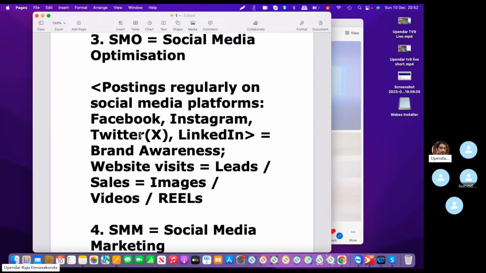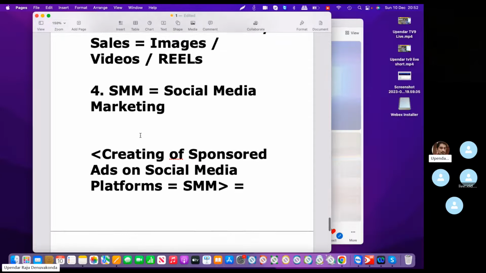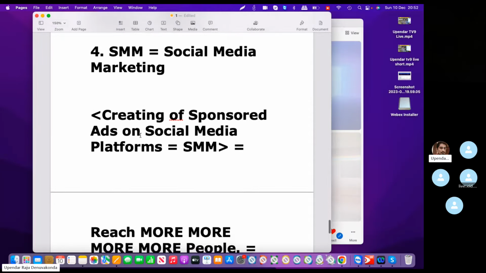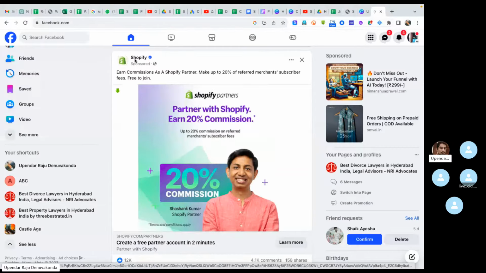Yeah. So previously we were talking about social media optimization. So this is just simply posting images. This is just simply posting your videos and reels, and we are not investing any money. But when it comes to social media marketing, we are investing the money on the sponsored ads. So let me show you an example.